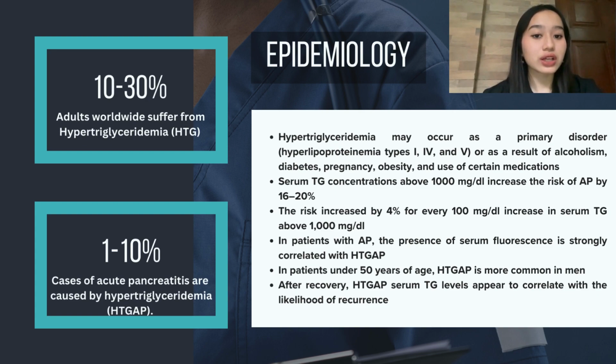And in patients with acute pancreatitis, the presence of serum lipemia is strongly correlated with HTGAP. In patients under 58 years of age, HTGAP is more common in men, and after recovery, serum triglyceride levels appear to correlate with the likelihood of recurrence.